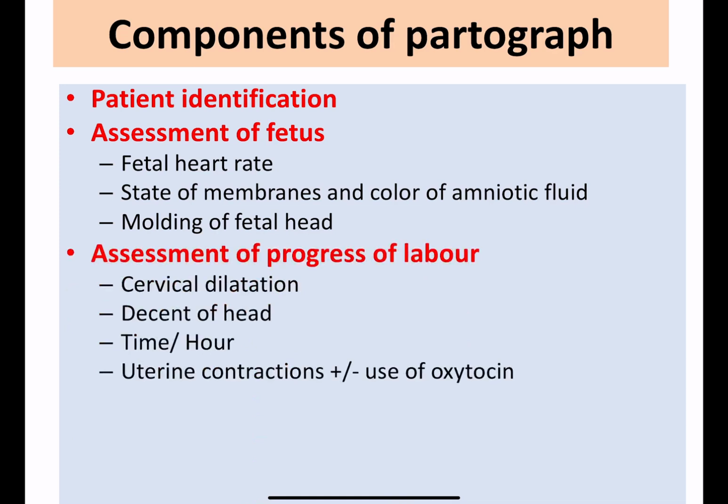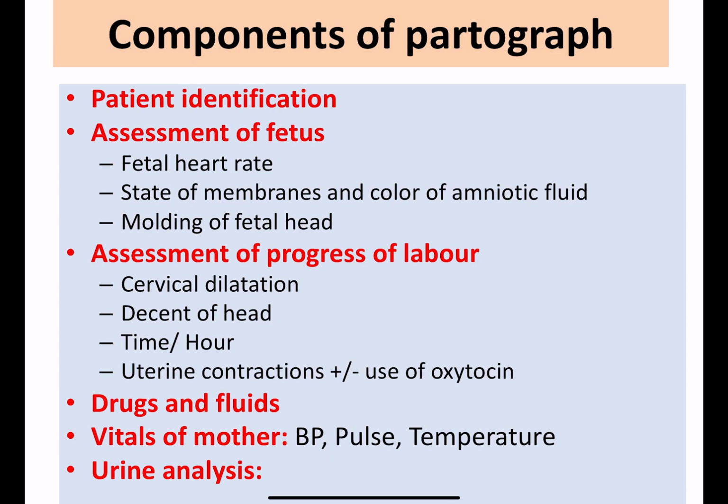The third component of the Partograph is assessment of the progress of labor, where we will be plotting the information about the cervical dilatation and the descent of the fetal head at different time intervals. We also have to mention the exact hour of the time interval, and the uterine contractions at appropriate time intervals. If we are using any oxytocin drug for the progress of labor, that also has to be included in the Partograph.